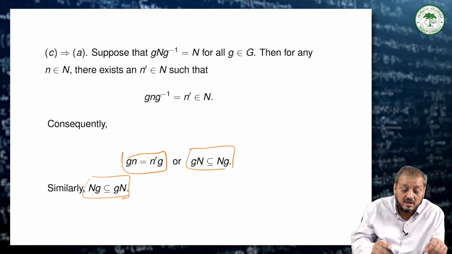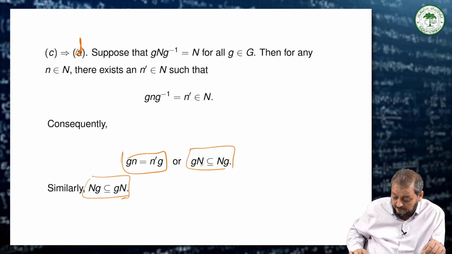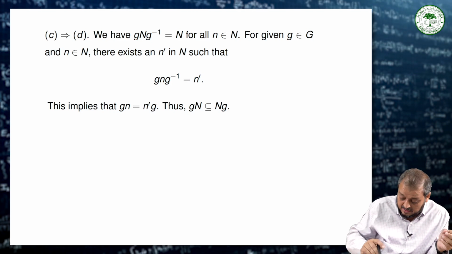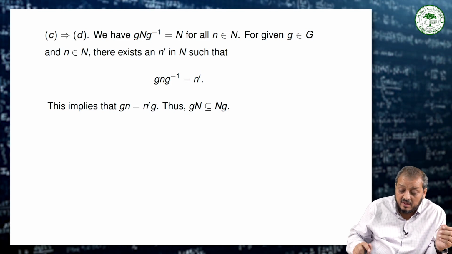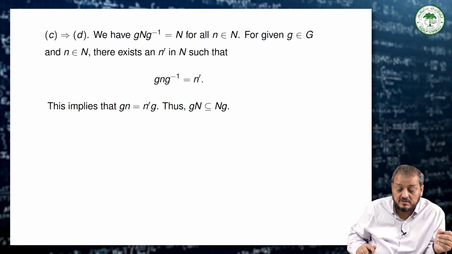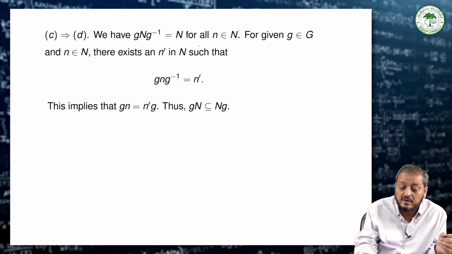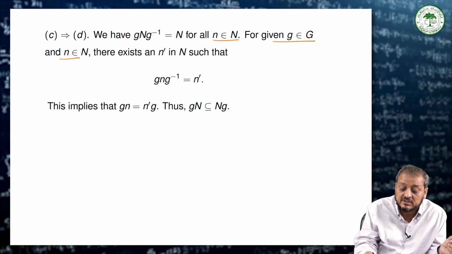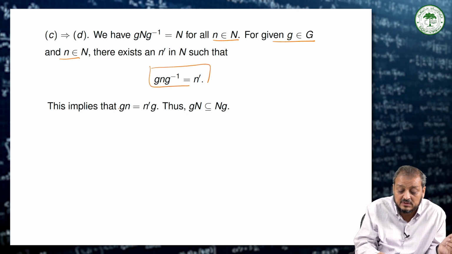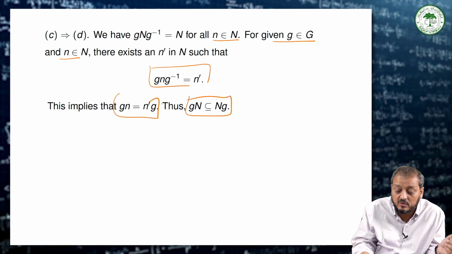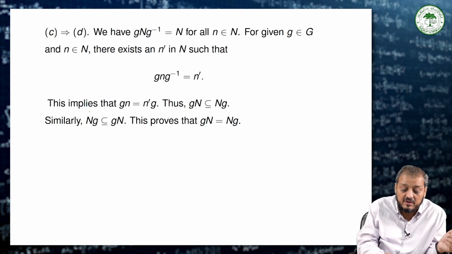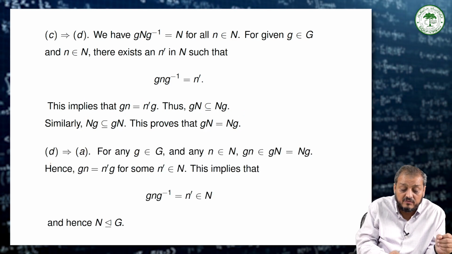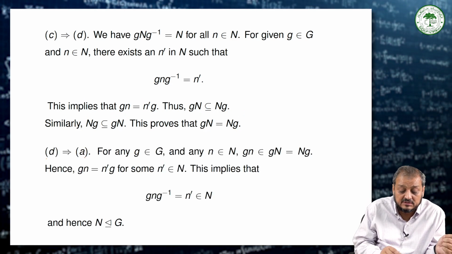Now this is C to D. Now we have C implies D. Same way, we have gng⁻¹ is equal to n for all n belongs to N. For given g belongs to G, n belongs to N, there exists n'. Then we have n is equal to this. Then gN is contained in Ng, and then similarly we prove the other side. This proves that gN is equal to Ng, and then finally we have D implies A.